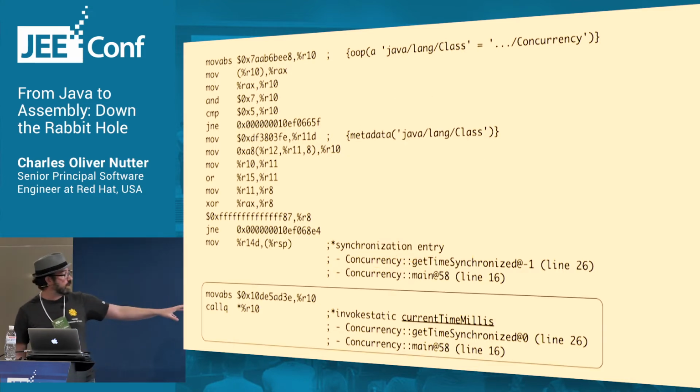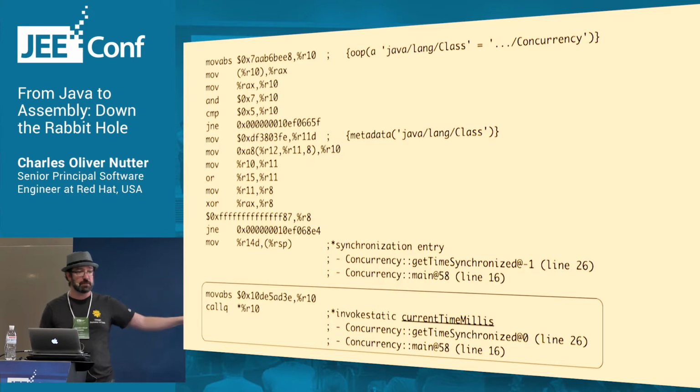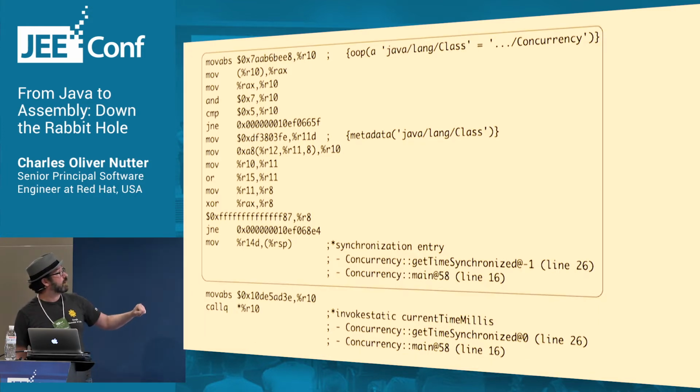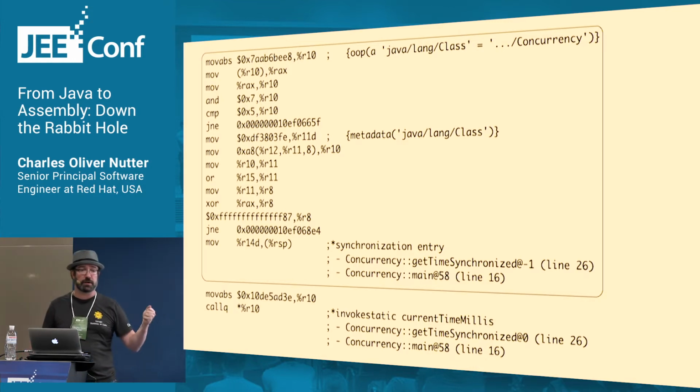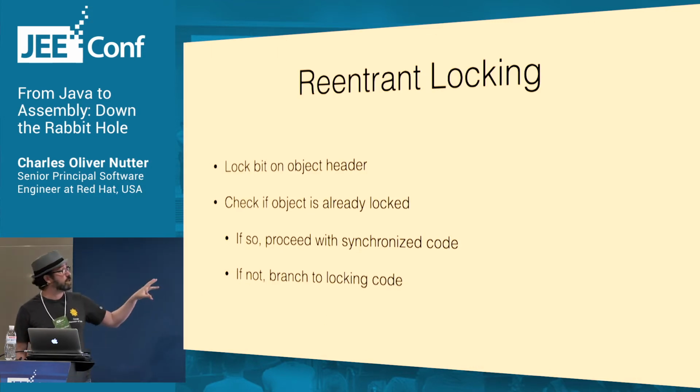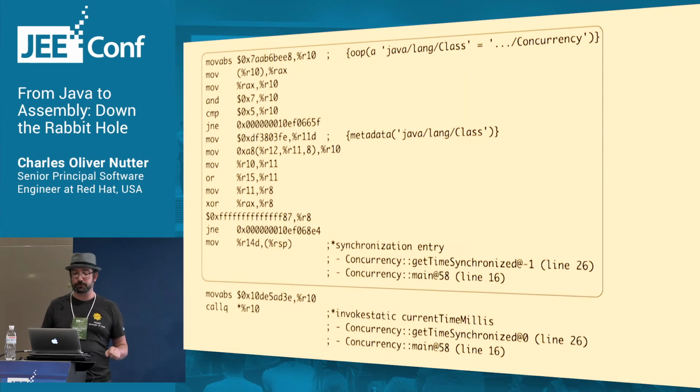Now again, the interesting bit is still right down here at the bottom. We move the system class into a register, and then we call currentTimeMillis. And the rest of this, what is all this noise up here? So we've got much more code than just our currentTimeMillis. Well, this is logic for the reentrant locks we have on the JVM. So every object has a bit on its header that says if it's been locked, essentially. So each time we need to lock an object, we have to check that bit and see if it's already been locked. If it has, then we can just go right into the code and we know we're safely controlling this object. If not, we need to branch down to the locking code.